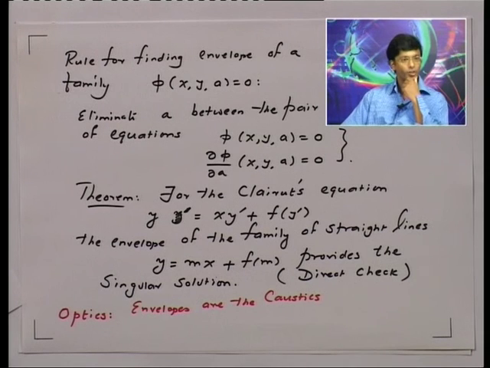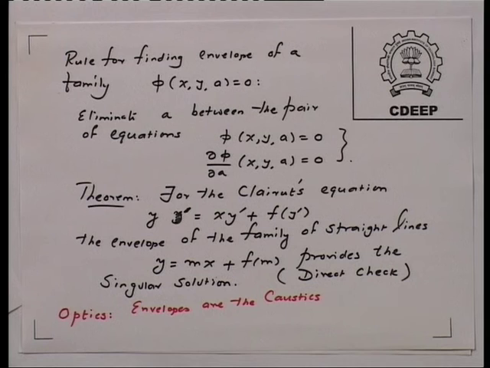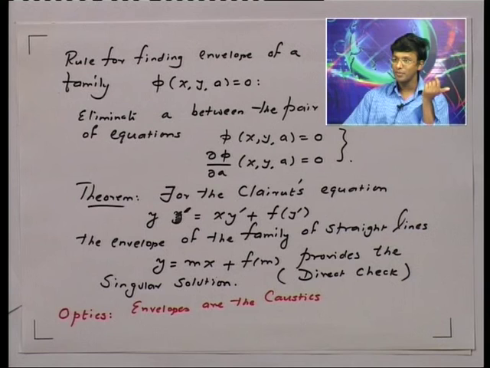Now this is a direct check. You have to take this y equal to mx plus f of m, differentiate with respect to m, correct, and eliminate m between the two equations. You will get that other relation. Remember, where did you get your y equal to mx plus f of m? From y double prime equal to 0. You differentiated the Clairaut's equation and got y double prime equal to 0. The other equation was what? x plus f prime of y prime equal to 0.